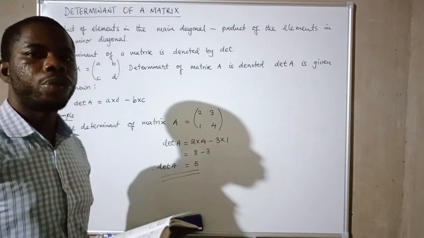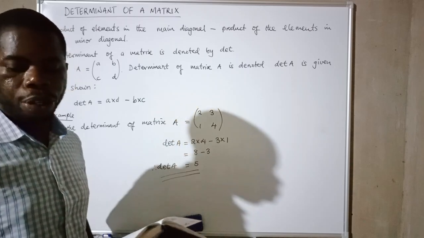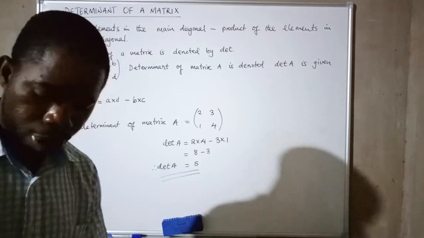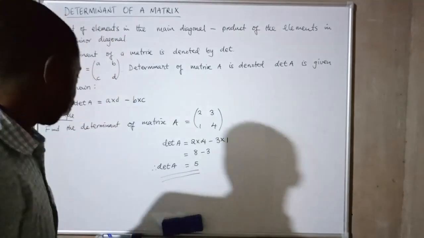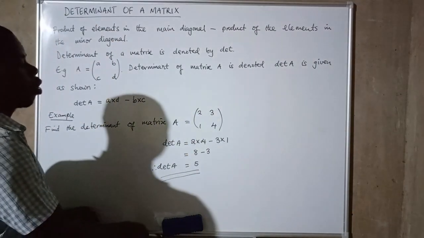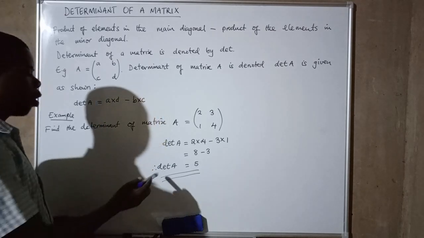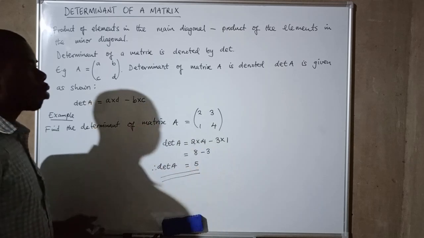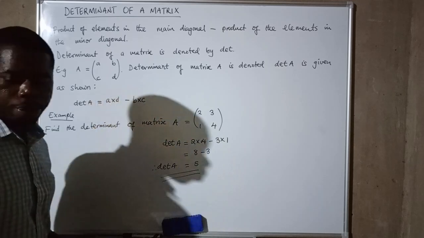Now, a matrix whose determinant is 0 is called a singular matrix. If you find the determinant and discover that it is 0, then that matrix is called a singular matrix.